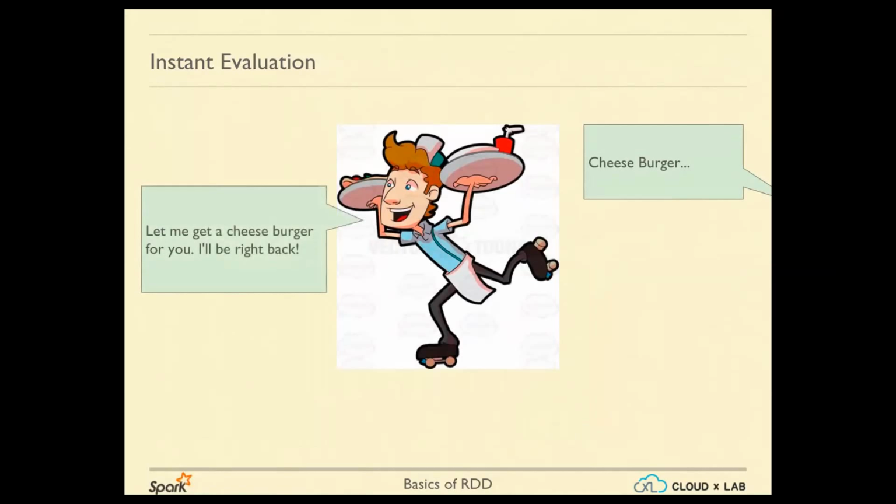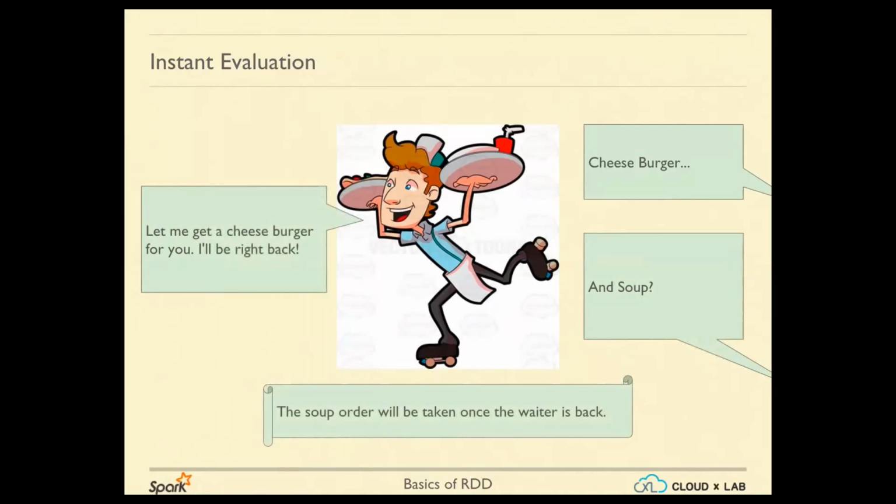Imagine there is a waiter who is really fast and is on roller skates. The moment you utter something, like somebody said cheeseburger, he just goes to the kitchen, gets the cheeseburger first, and then listens to anything else. Okay, so this is a really fast waiter. Let's say you had to order a burger and the soup, so he'll first bring the burger and then bring the soup. Okay, now which one do you prefer, the instant waiter or the lazy waiter?